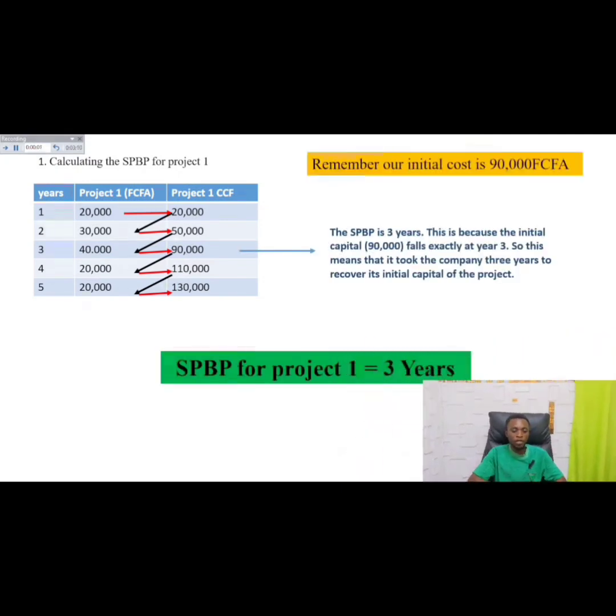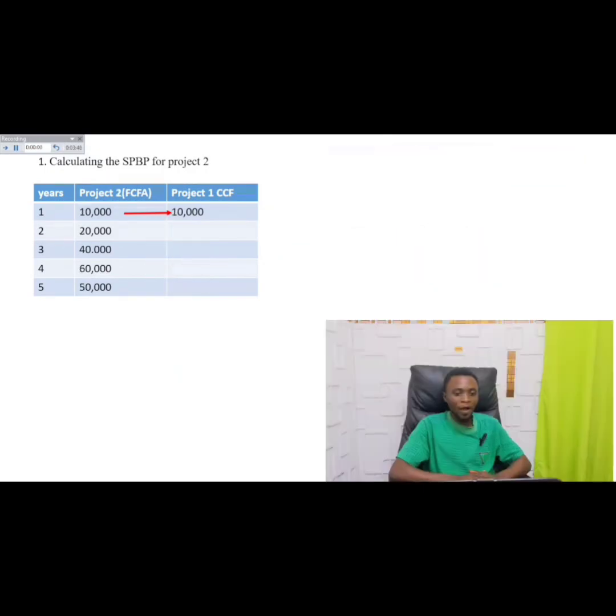After we have accumulated our cash flow, the next thing we look at is where our initial cost falls in these accumulated cash flows. For Project 1, our initial cost was 90,000 francs. As you can see, our simple payback period is 3 years, because exactly at year 3, our initial cost was realized. It means that if we invest in this project, it will take us exactly 3 years to recover our initial cost. Now, heading to Project 2, we'll do the same.